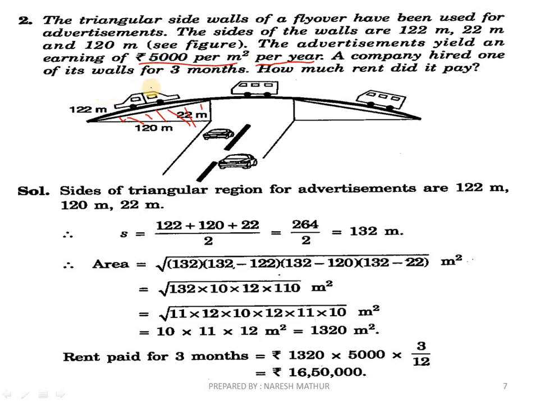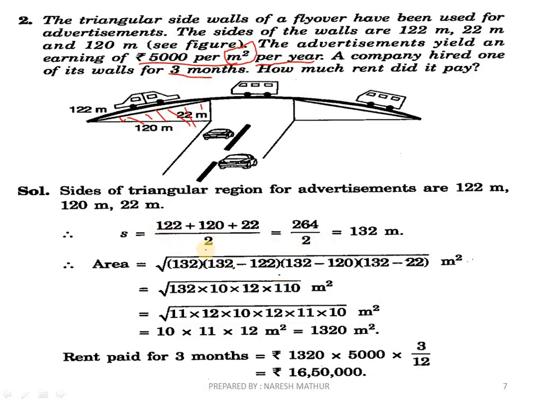Now see, a company is using this wall just for 3 months. So how much rent did it pay? First we need to find the area, because it is paying 5000 rupees per meter square. So first we need to find the area, how many meter square area it has. So for finding the area we'll use Heron's formula.